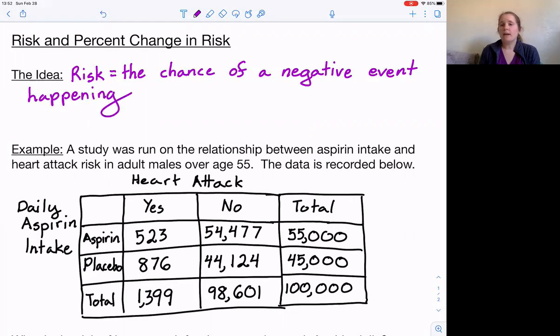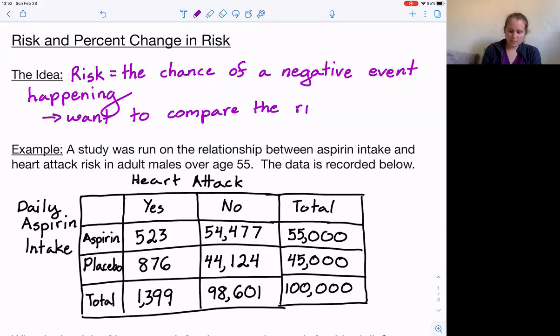And we will be looking at comparing the risk in different situations or given different conditions. So we want to compare the risk given different conditions.